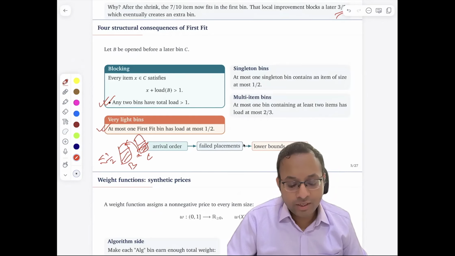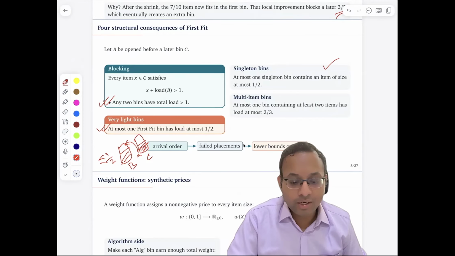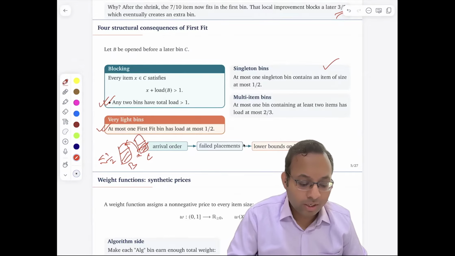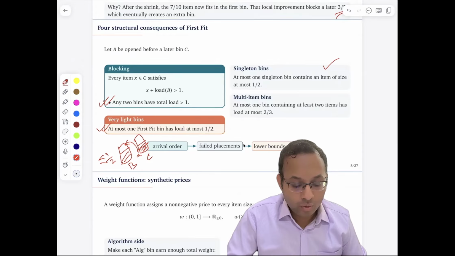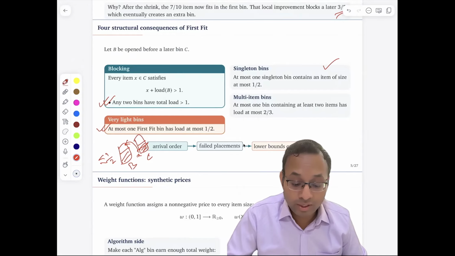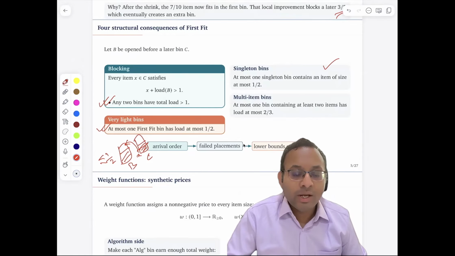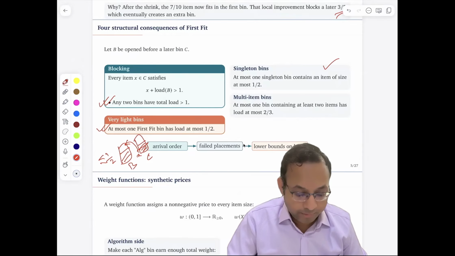And from that, we can conclude that if I look at a bin which is a singleton, it only contains one item. Already we know only one bin can have load less than half. So only one singleton bin can contain an item which has size less than half. Because if there are two singleton bins which have item size less than half, again, you can combine them together and the total size will be less than 1.